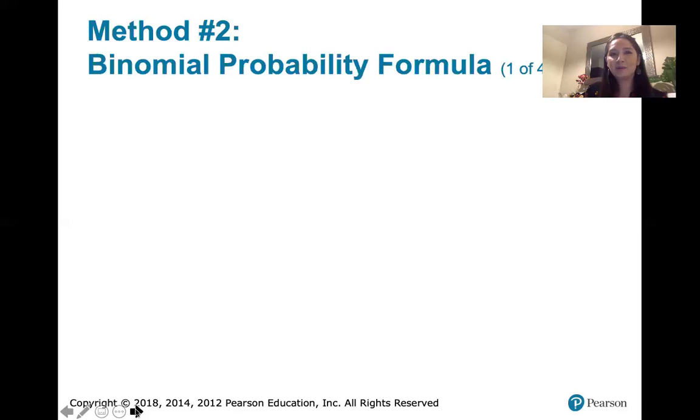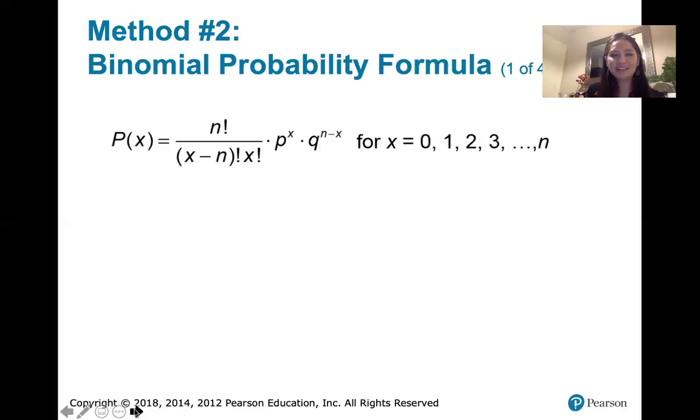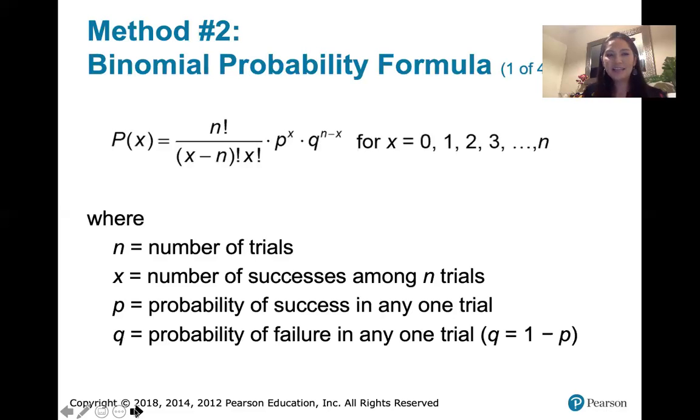Let's look at that binomial probability formula. So here it is. Looks a little daunting. Looks like alphabet soup. But remember, n is the number of trials, x is the number of successes among n trials, p is the probability of success in any one trial, and q is the probability of failure in any one trial. So what this says up here is that the probability of x successes in n trials is given by this formula. Now, all of the pieces of this formula come from using that multiplication rule and the addition rule, as we'll see when we look at the intuitive approach.